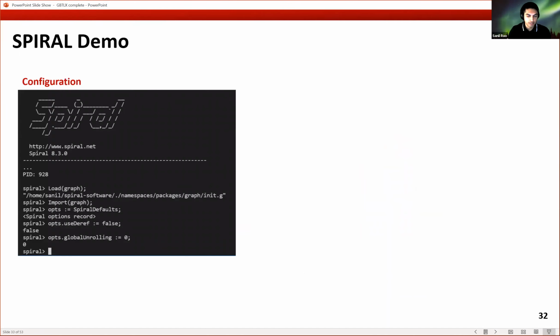So to more concretely illustrate some of the stages we discussed, let's look at a quick example of something that we all would understand, which is matrix multiplication from SPL to code. When we launch Spiral, we first want to load our graph package that we saw and then configure our options for the specific code we wish to generate. In this instance, I'm turning off dereferencing, and choosing instead to use the conventional bracket access for arrays. I'm also turning off global unrolling so that I can keep the relatively small loops intact, as we're just going to do a simple 3x3 matrix multiplication code generation.